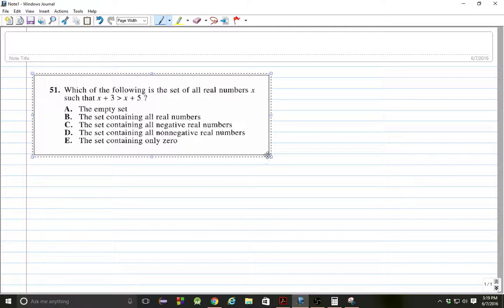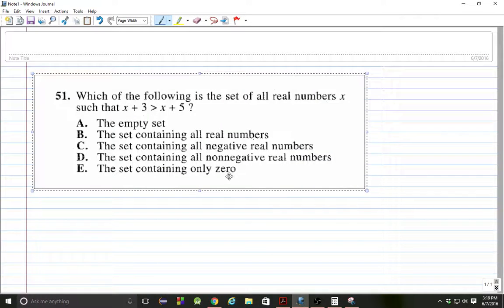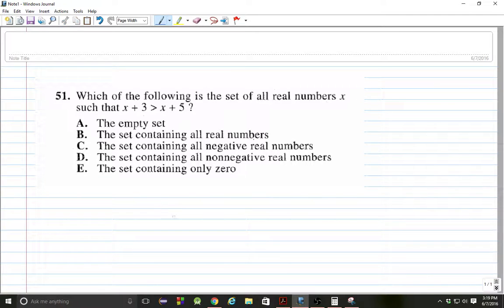Which of the following is a set of all real numbers x such that x plus 3 is greater than x plus 5? Let's just rewrite this for a second. x plus 3 is greater than x plus 5. If you solve this, you get 0 is greater than 2. This makes no sense. So it has to be an empty set.